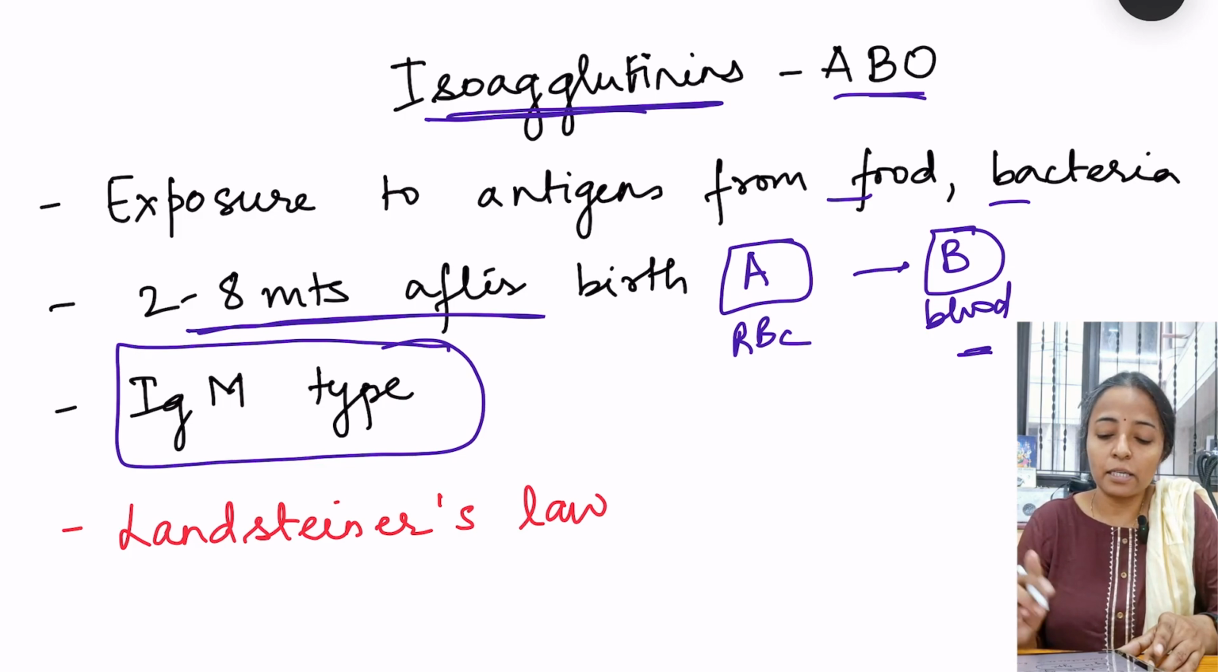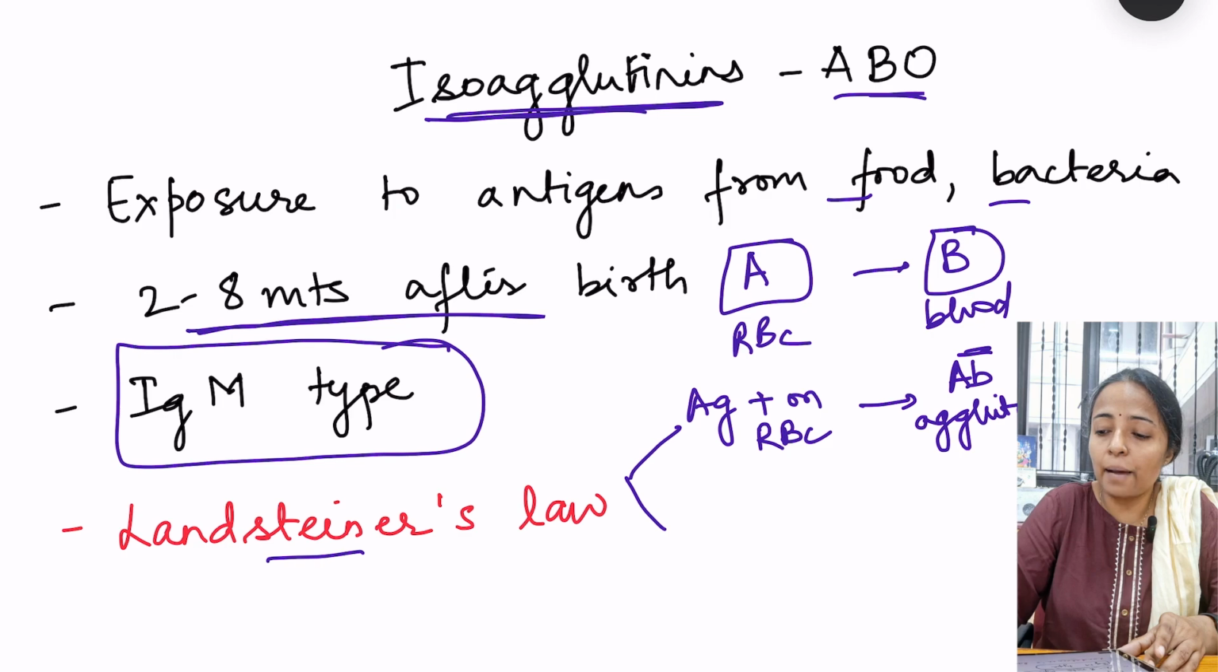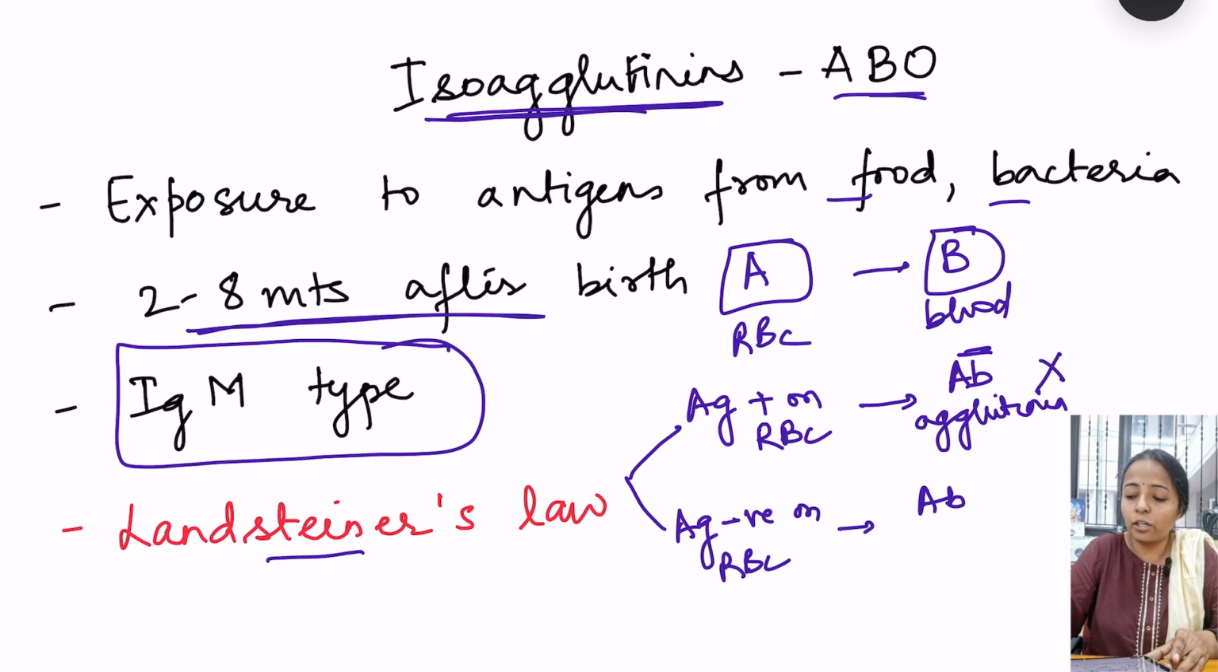Right? Now, based on this, Landsteiner gave a law which is known as Landsteiner's law. According to this law, there are two components. One, if antigen is present on RBC, then the corresponding antibody, which is also known as agglutinin, is absent from the blood. So if A antigen is present on RBC membrane, then A antibody is absent from the blood or the plasma. The second component of Landsteiner's law says, if antigen is absent on RBC membrane, then the corresponding antibody or agglutinin is present in plasma. Understanding? So for a person with A blood group, A antibody will be absent from the plasma and B antibody will be present in the plasma. This is Landsteiner's law.